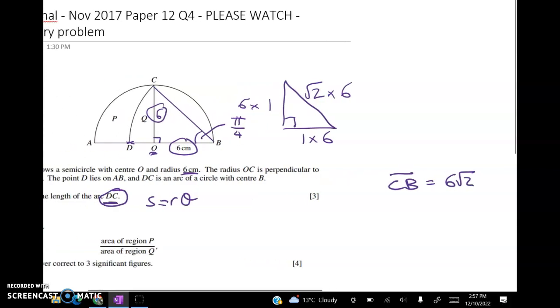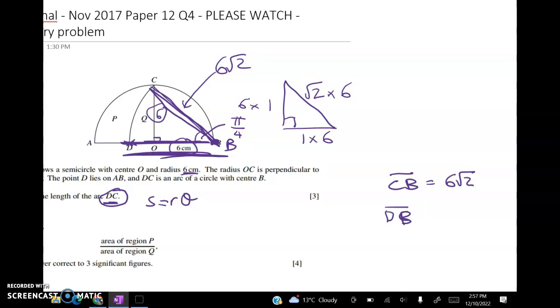That's really, really useful because we know that this is the centre of the circle and that DB is one radius and that BC is also a radius. So we're good to find out the arc length DC now, right? Because this length here is 6 root 2 and that's also what this length here must be. So DB, not DC, DB is also equal to 6 root 2.